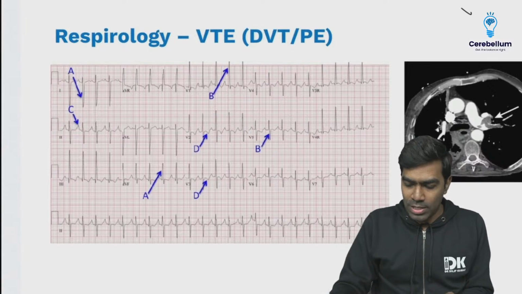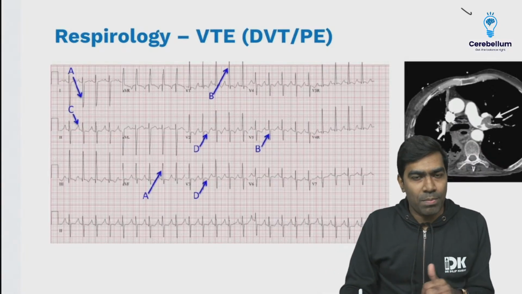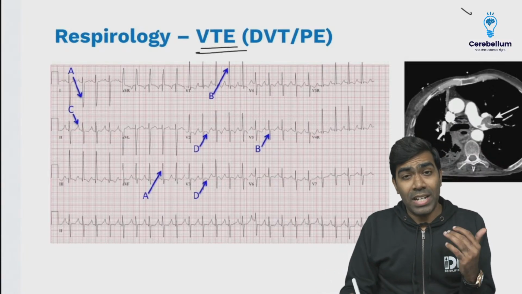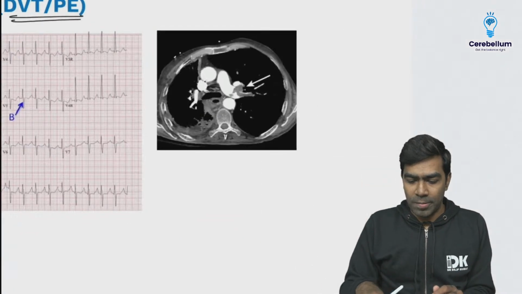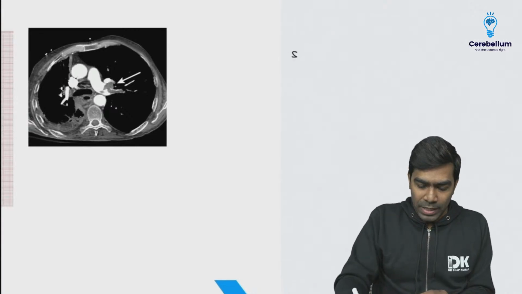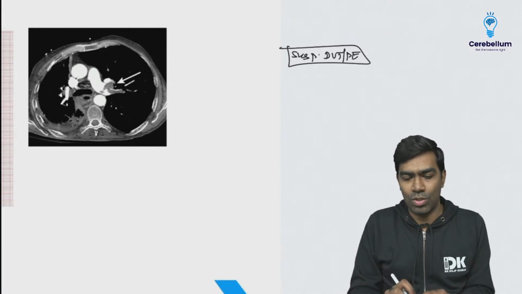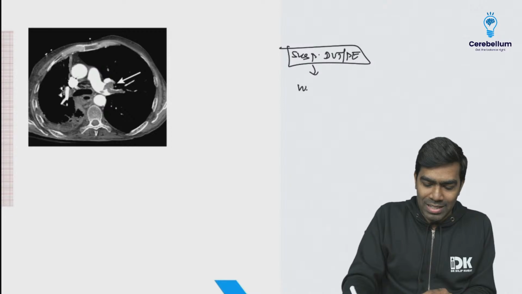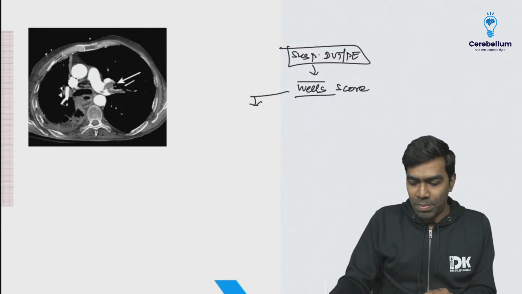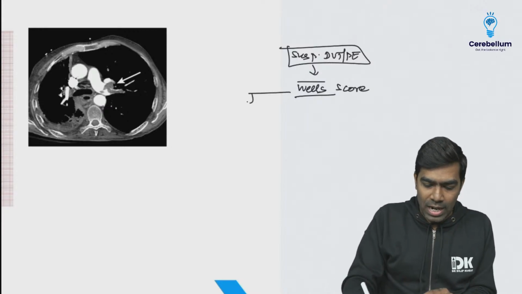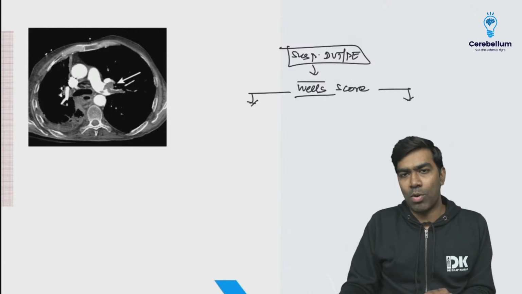So coming to the respirology section, you have a very important topic called venous thromboembolism, which includes two disorders called DVT and pulmonary embolism. When you are suspecting a DVT and pulmonary embolism, what investigation are you going to choose? It depends on something called the Wells probability score. This is something you have to study in the textbooks. There is a separate Wells score for DVT and a separate Wells score for pulmonary embolism.